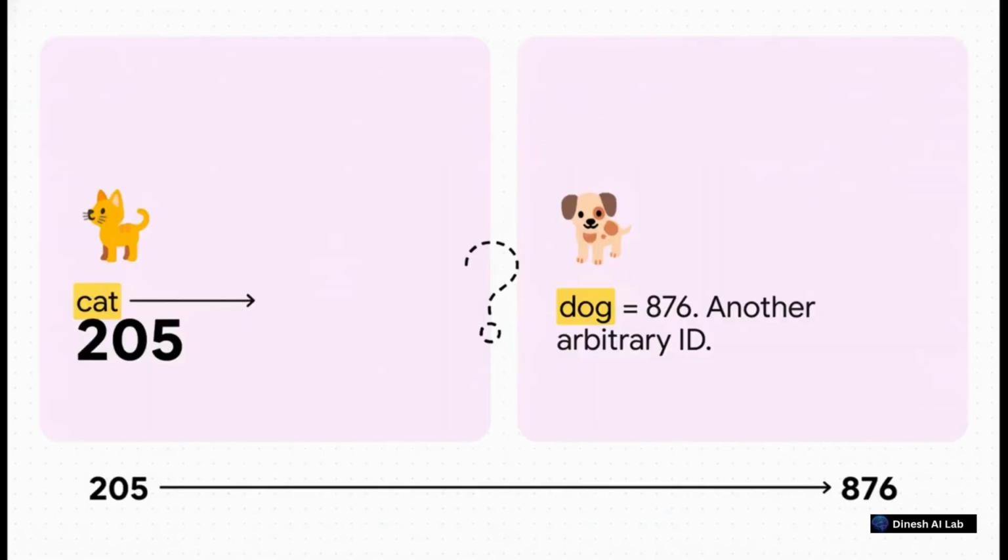But hang on, is this really understanding? I mean, look at this. The ID for cat is 205, and the ID for dog might be 876. These numbers are totally arbitrary. They tell the model that the words are different, sure, but they carry zero information about how they're related. We know that cats and dogs are both pets, they're both animals, but to the model, they're just two random, unrelated numbers. This just isn't going to cut it for building real understanding.